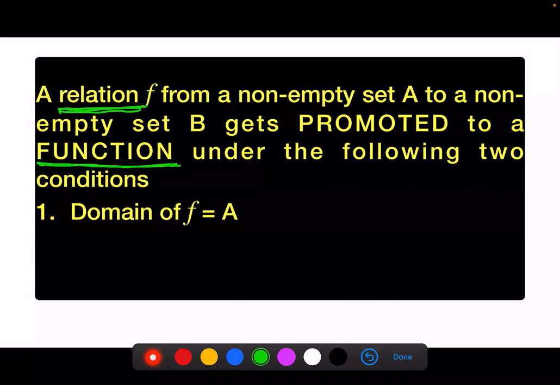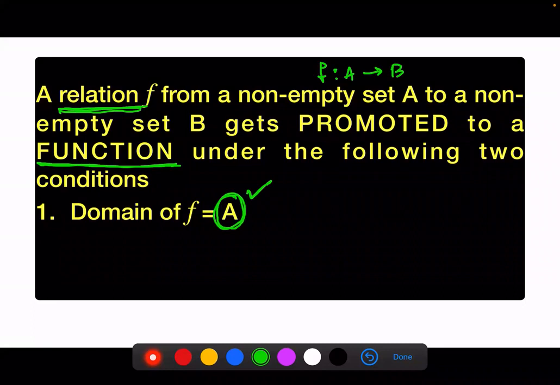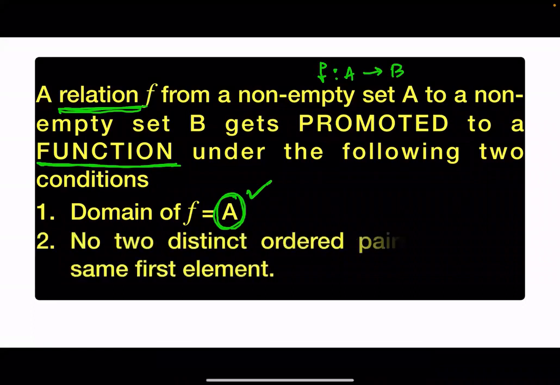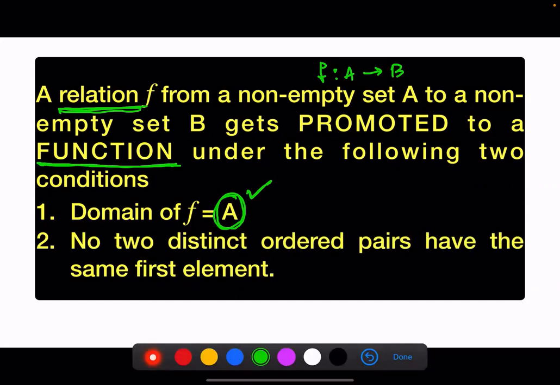Okay, so if you have a function from A to B, so this is how you write A to B, then your domain is A, period. So that is the first condition, because you must use all the inputs. Second, no two distinct ordered pairs have the same first element.